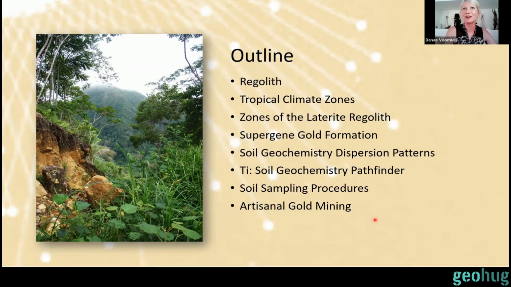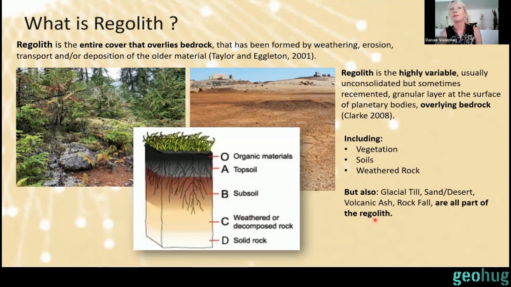So let's get started. What is regolith? Regolith is the entire cover that overlies bedrock, and that includes the organic materials, the vegetation, your topsoil, subsoil, and your decomposed rock, but also boulders and dirt and transported materials, glacial tills, sand, desert, volcanic ash. They're all part of the regolith.